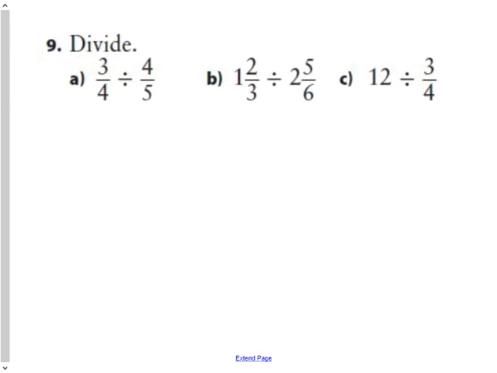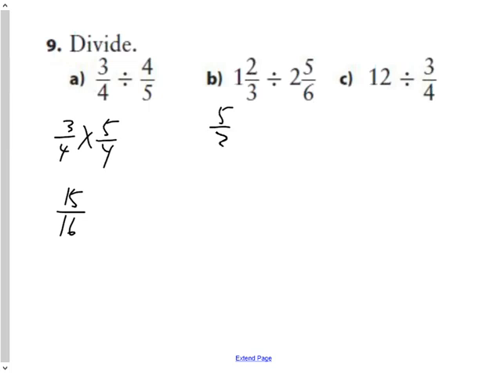Our next question just says divide. How many of you chose to divide using multiplication? How many chose to use common denominators? How many used money? Okay, so we'll just multiply by the reciprocal. So 3/4 multiplied by 5/4, the reciprocal, will be 15/16, and that is lowest terms.